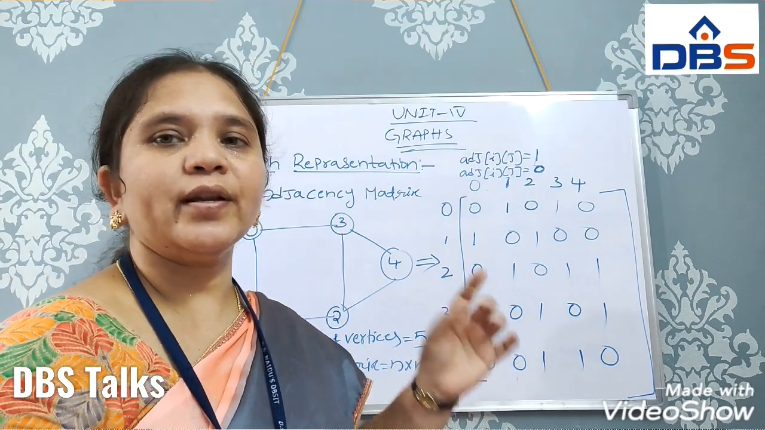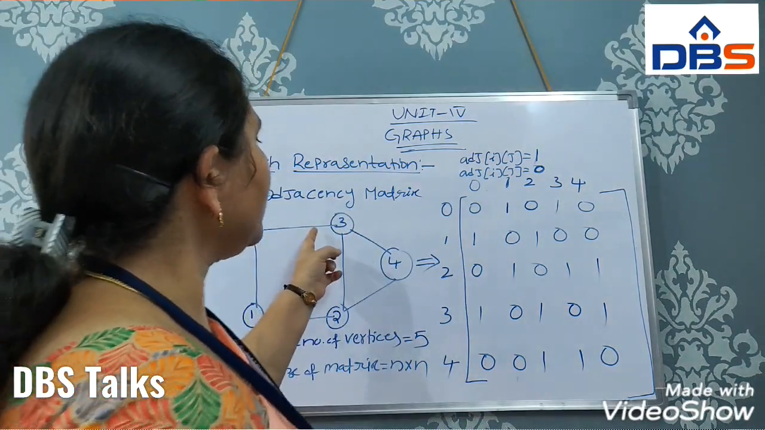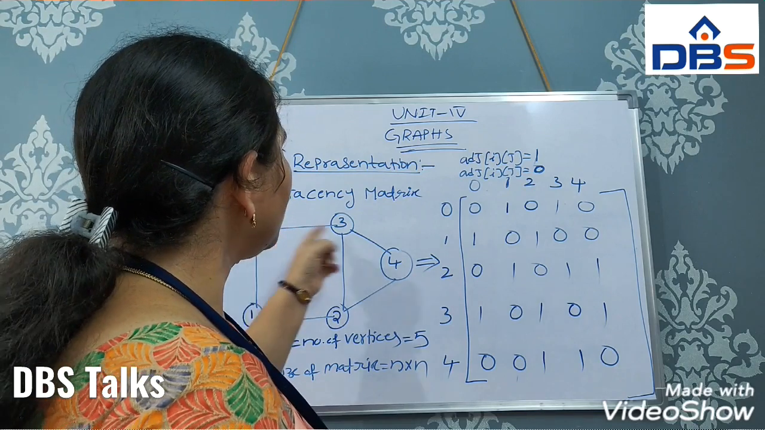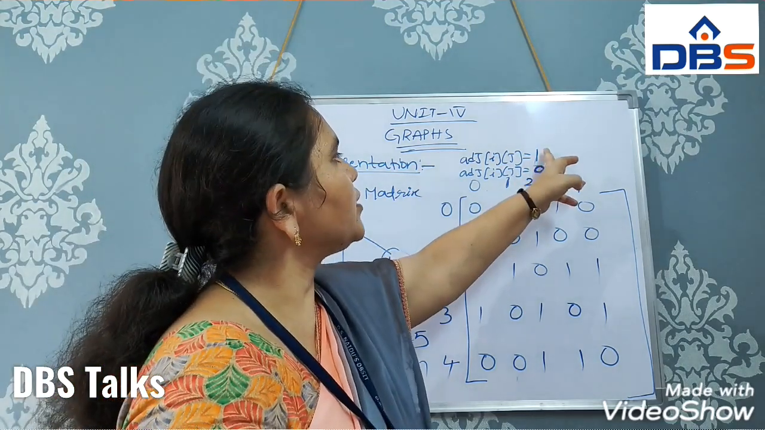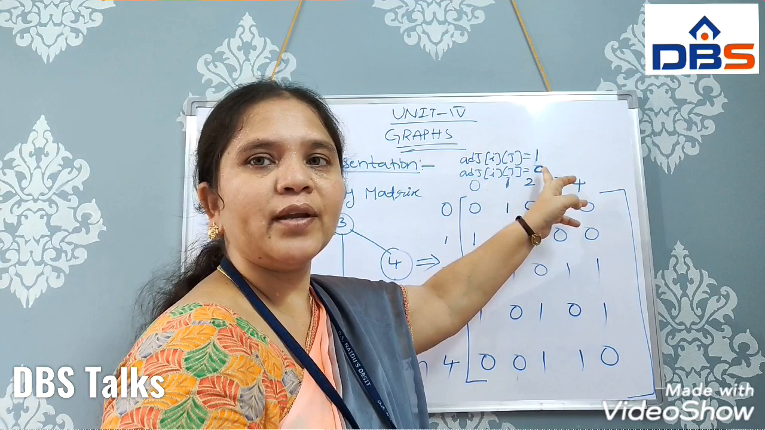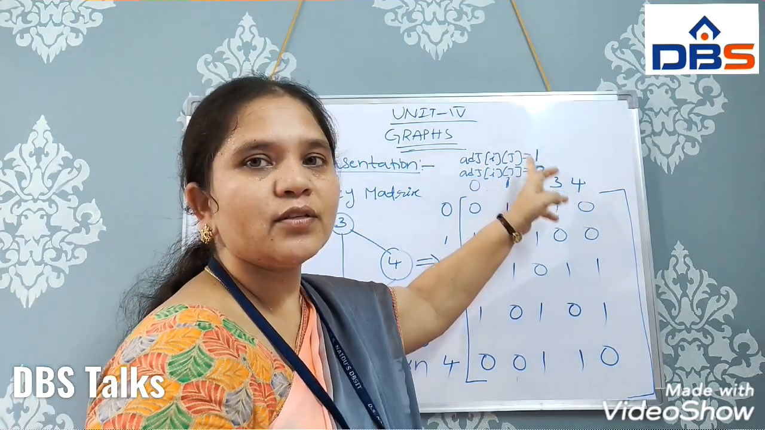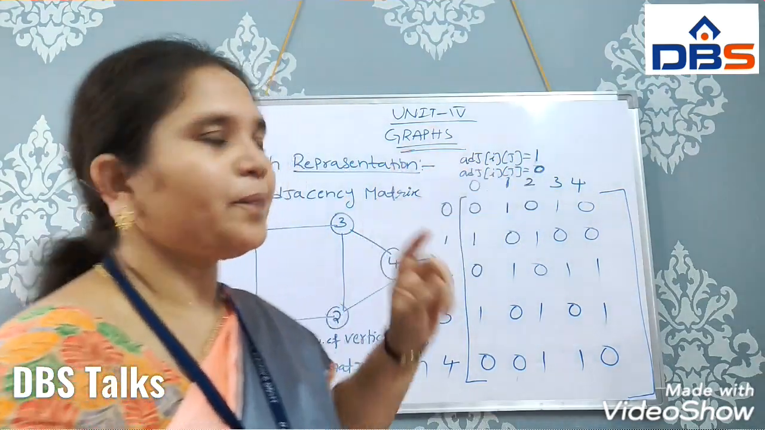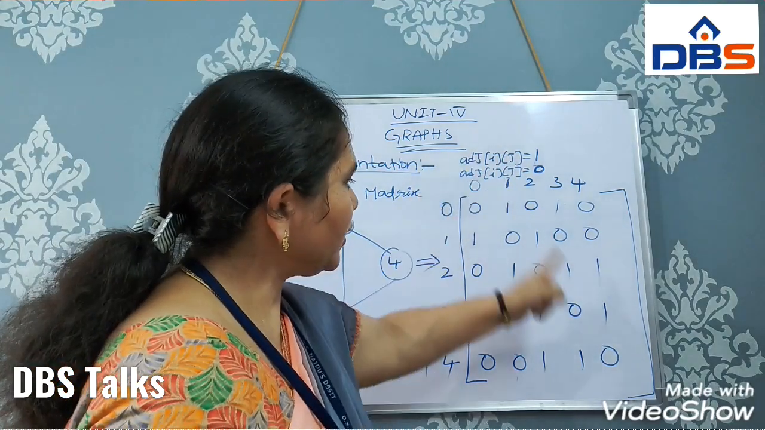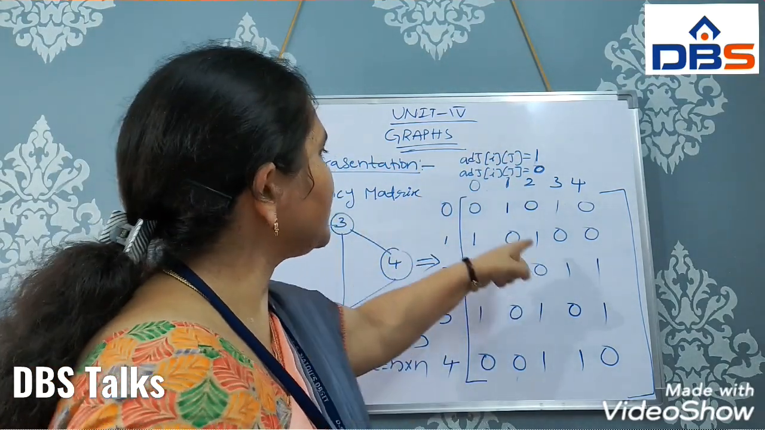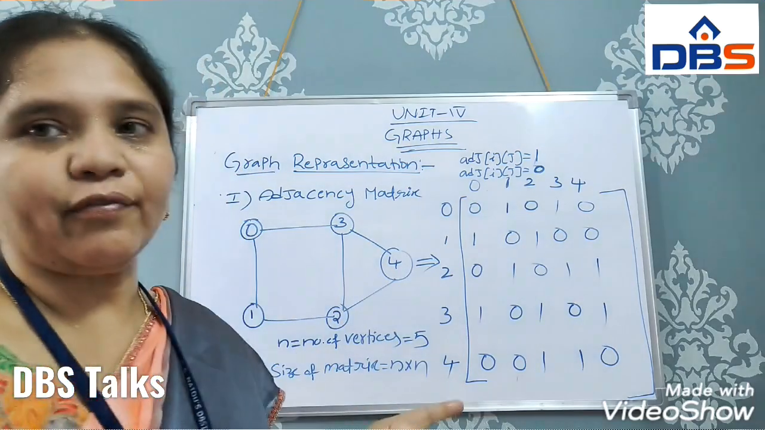Understood how to mention? If we have a connection or link or edge between a pair of vertices, we need to mention it with 1. Otherwise, we need to mention it with 0. We need to remember these two important points. According to these rules, we need to make this adjacency matrix for this particular graph.